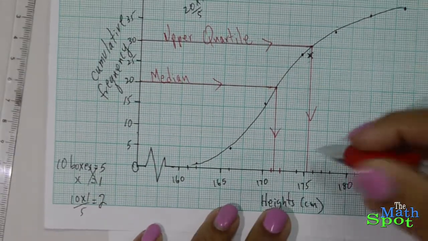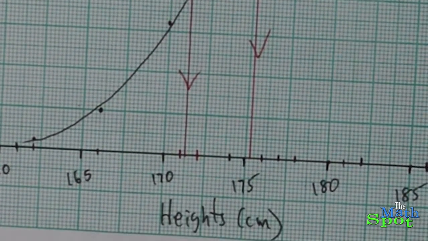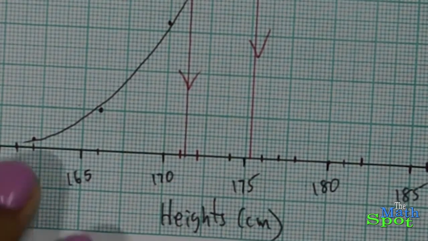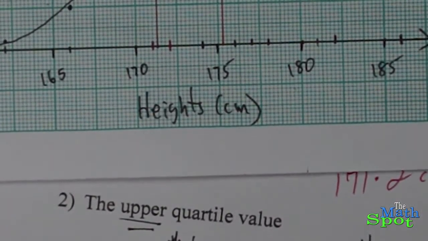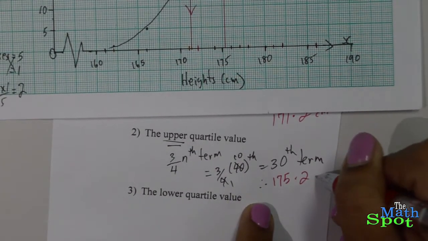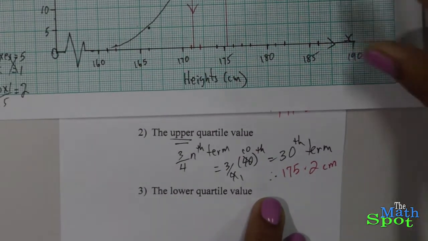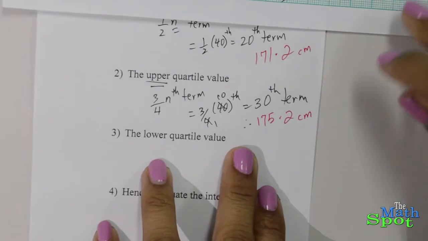Now, we can clearly see where our upper quartile value lies. It's approximately 175, let me put that in red for you, 0.2. So 175.2 centimeters happens to be our upper quartile value when it comes to this graph.